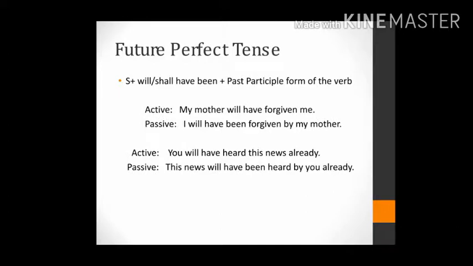Now future perfect tense. Formation: subject plus will or shall have been plus past participle form of the verb. My mother will have forgiven me. My mother is the subject and me is the object. I will have been forgiven by my mother.